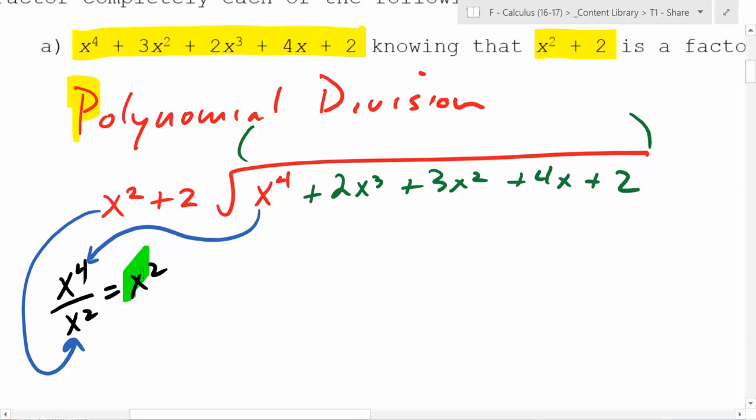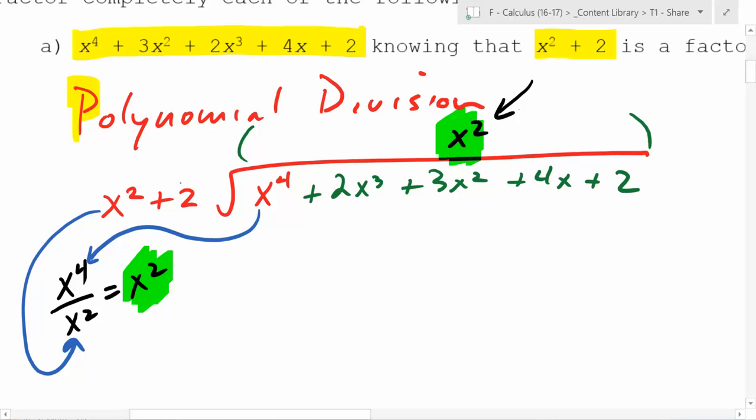And where do you put this now? On top, and you can keep it in order. I like keeping it in order. It is x squared. After you put a number up there, you might remember from regular long division, what do you do with this x squared once you put something up there?